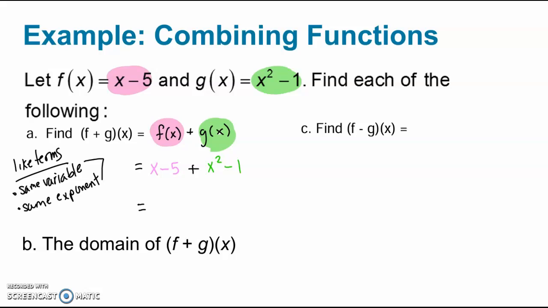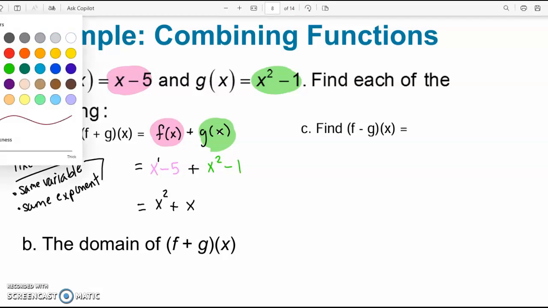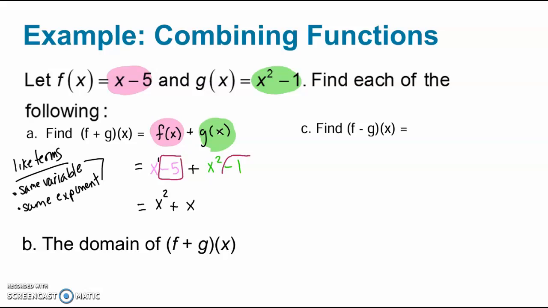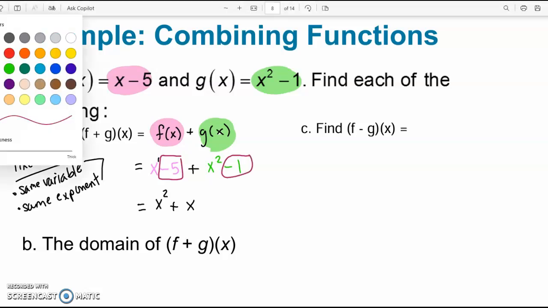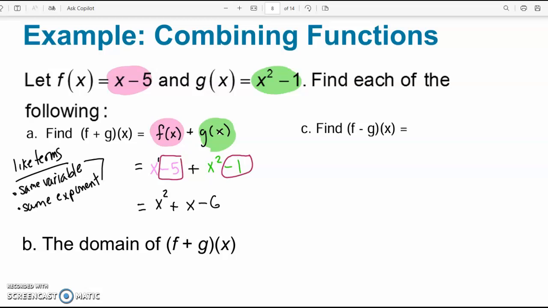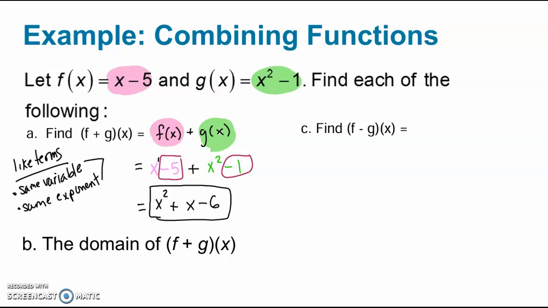So here we have x and here we have x squared. The same variable, but not the same exponent. There's an exponent of 1 here, even though it's not written. So we can't combine those. I would just say x squared plus x. And why do I write x squared in front? You don't have to, I'm just writing it in descending order. But I do have two numbers here, my -5 and -1, which will combine. -5 plus -1 will be -6. So this would be my answer here.